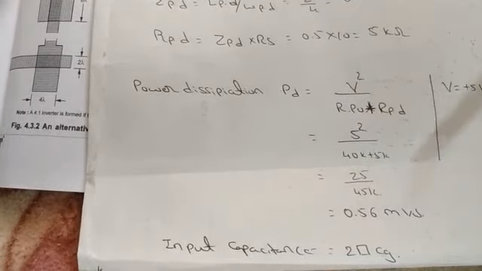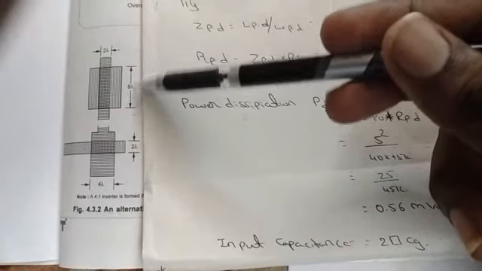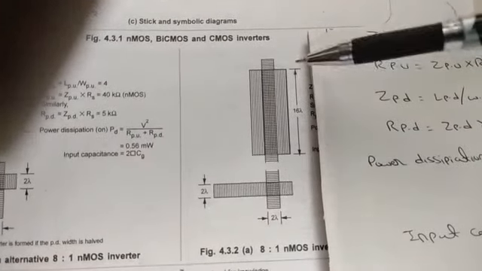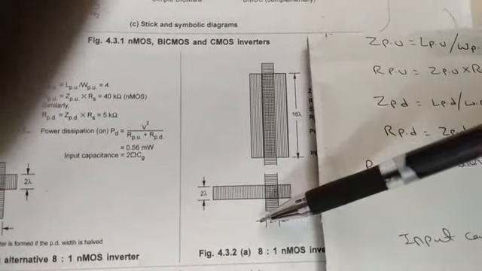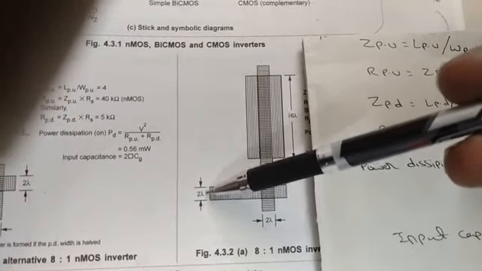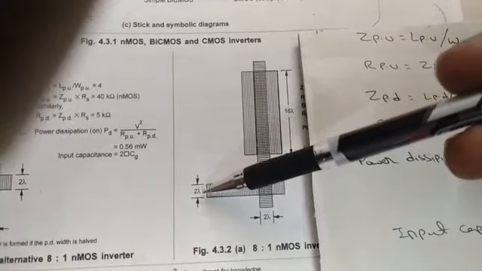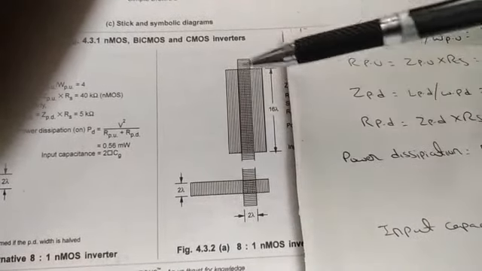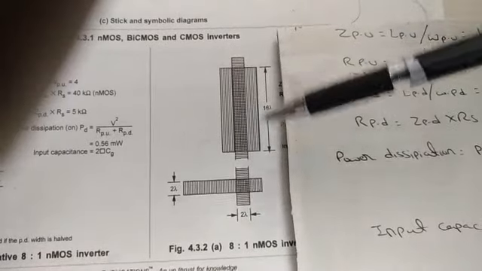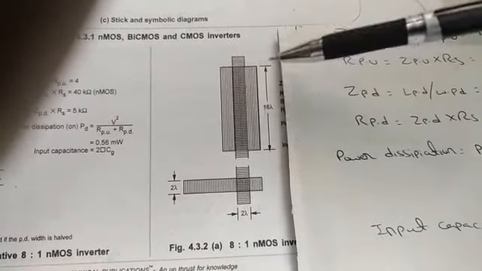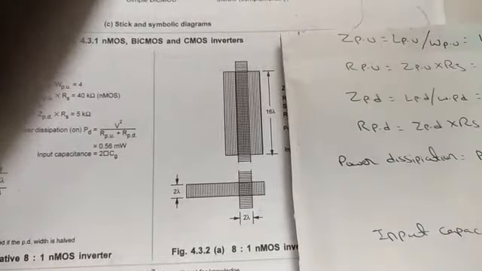The input capacitance is given by the two gate capacitance, for this figure. This one is your length and this one is your width. Next, the same problem for the next figure. Here the length is 16 lambda and the width is 2 lambda. For the NFET, the pull down transistor, the width is 2 lambda. So the width is common for the pull up transistor as well as the pull down transistor, 2 lambda. Only the length has changed from 16 lambda to 2 lambda.